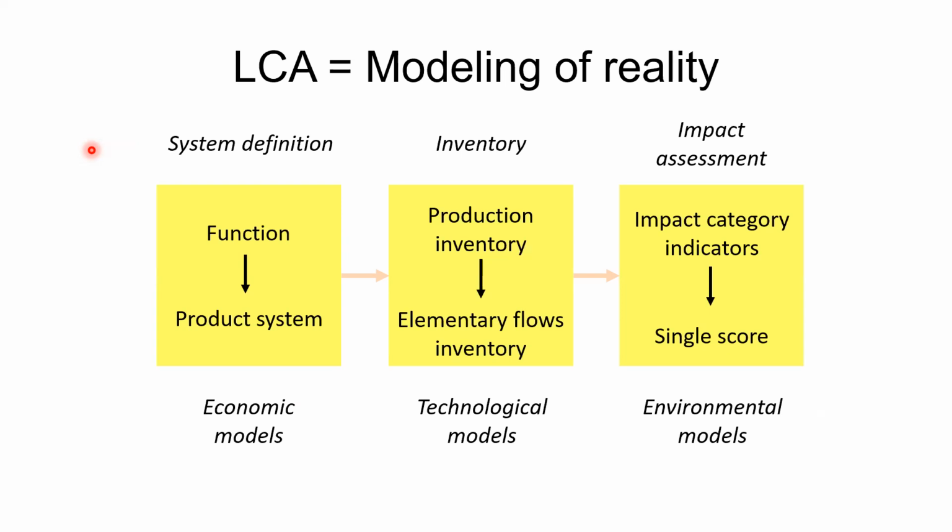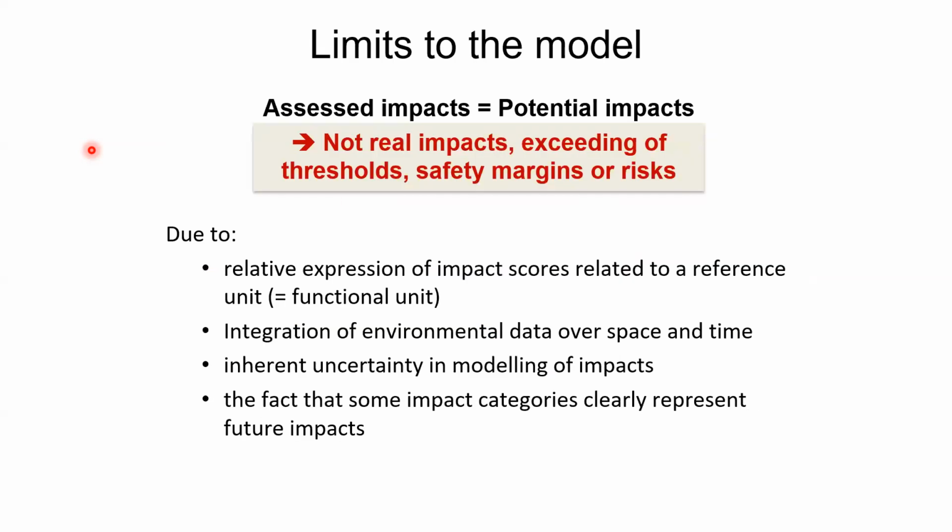Whenever you go for any model, it is as good as the data that you get for the model. So for systems definition, function, product systems, there is an economic model, there's a technological model, and then you get production inventory and elementary flows. Then you have the impact assessment, which is the environmental model. So it's an amalgamation of economic, technological, and environmental models. There are limits because you assess potential impacts rather than actual impacts, and it's a relative expression of impact score.